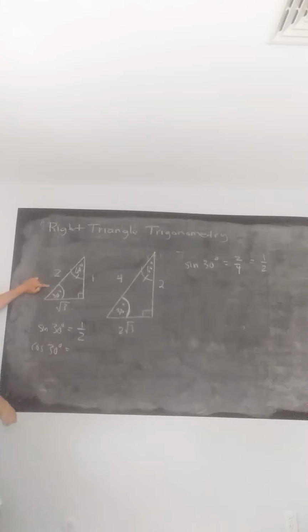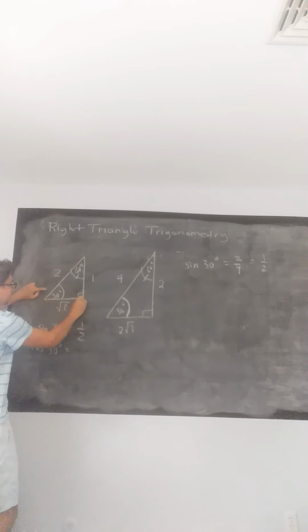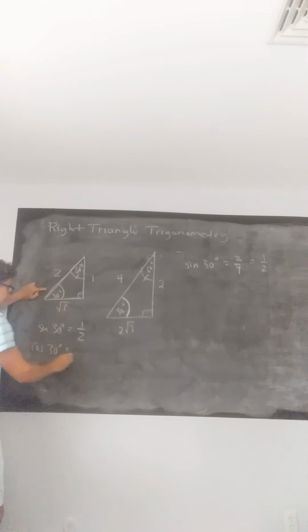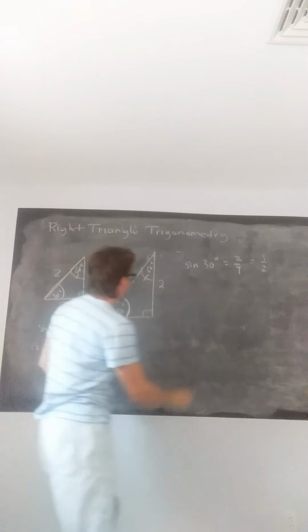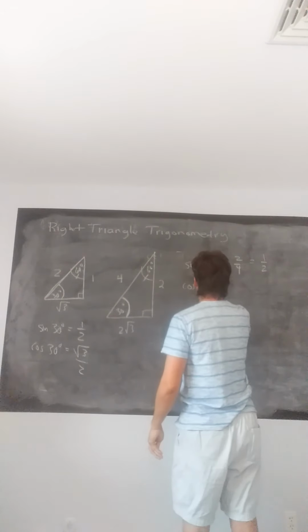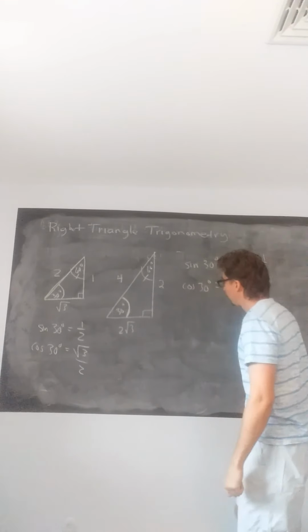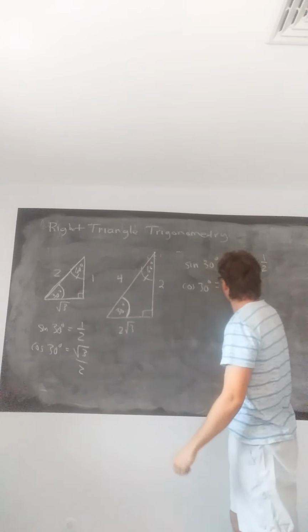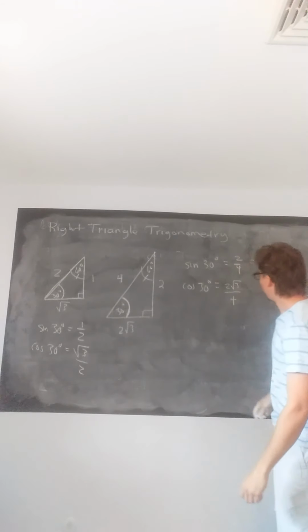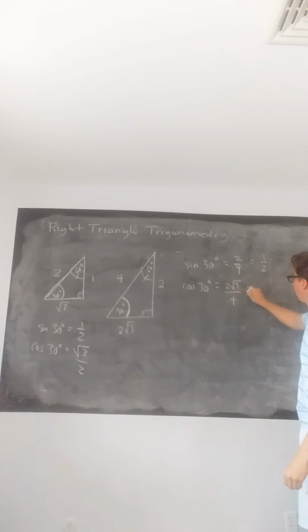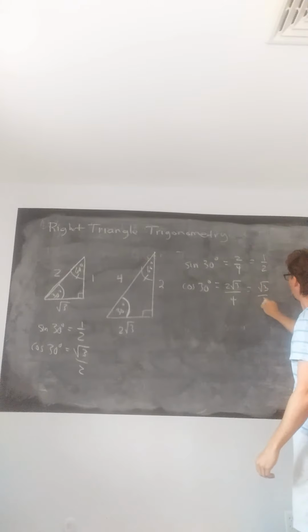So cosine of 30, that's the adjacent over the hypotenuse. So that is root 3 over 2. Let's look at cosine of 30 in this triangle. Cosine of 30, that's 2 root 3 over 4. Well, if you reduce this ratio, that's going to be root 3 over 2.